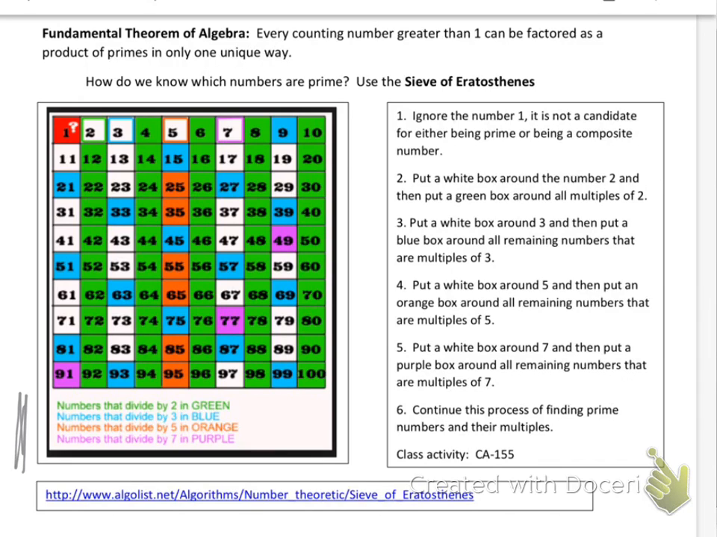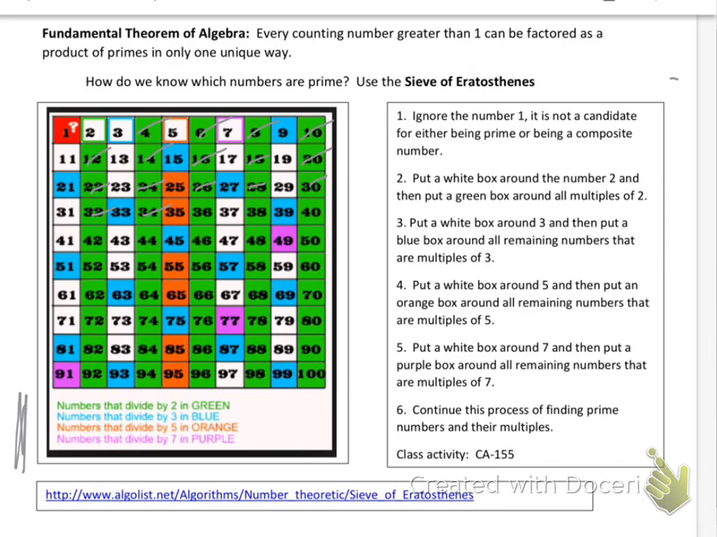Put a white box around the number 2, and then put a green box around all multiples of 2. So I have my 2, and my green boxes that are multiples of 2. I'm also going to cross out, out, out, and I could go all the way down the list. But knowing that all the green boxes are multiples of 2 lets me know that they are not prime. So I don't really need to cancel them out by crossing them out because I already know they're not prime.